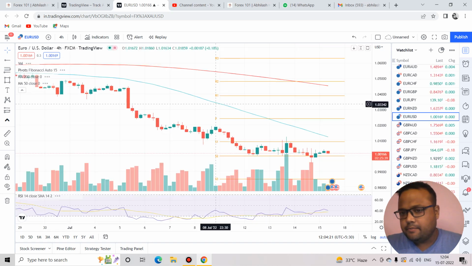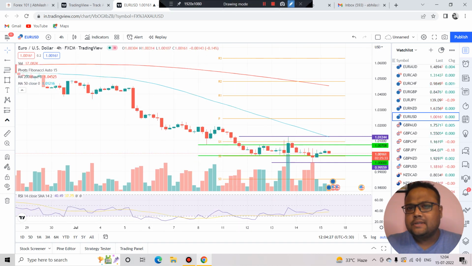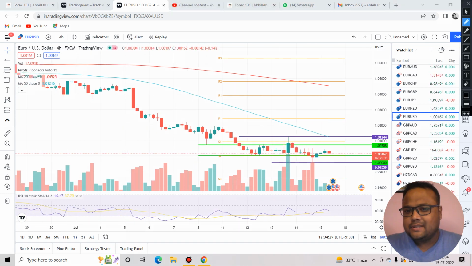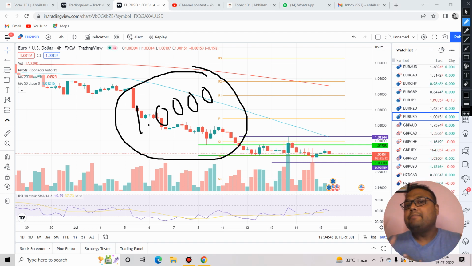So here is our beloved Euro USD. Probably when Euro USD made this candle yesterday, all of you thought that we had a breakout. If you have watched my previous video, remember I told you very clearly that in case the market breaks the level 1.0000, you must be very careful, because I told you that the central banks will not allow the euro to fall that easily.